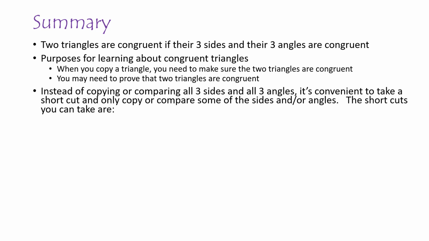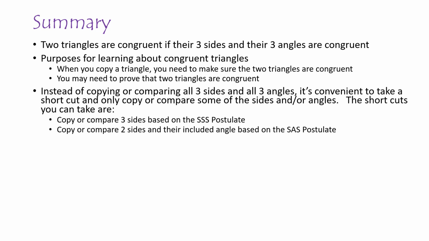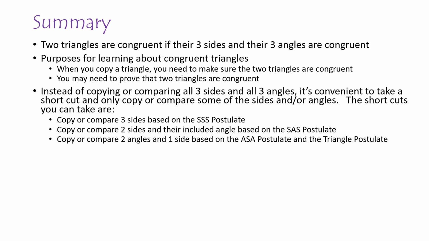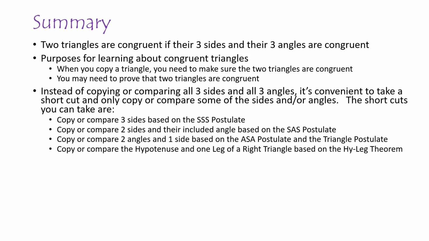And the shortcuts that you can take that work is compare or copy three sides based on the side-side-side postulate, copy or compare two sides and their included angle based on the side-angle-side postulate, copy and compare two angles and, it turns out, any side, so any side and any two angles, based on both the angle-side-angle postulate and the triangle postulate. And then you copy or compare the hypotenuse and one leg of a right triangle, and based on the hypotenuse leg theorem those two right triangles are congruent.